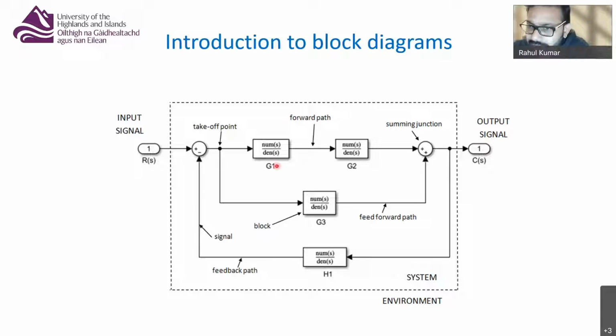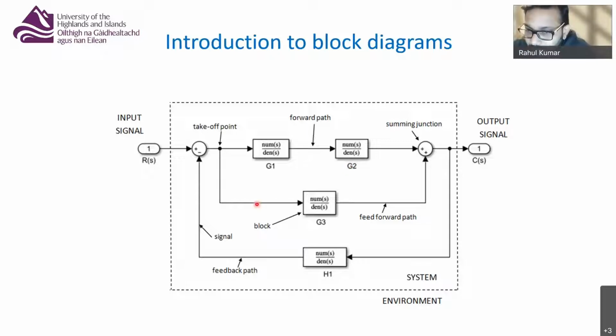Okay, you have G1, G2. So these are modifying your input signal. So G1 modifies your input signal and then sends it to G2, which will again make some changes in your signal and then send it in the forward direction. So G1 and G2, we call them gain. They are transfer functions, or you could call them gain.